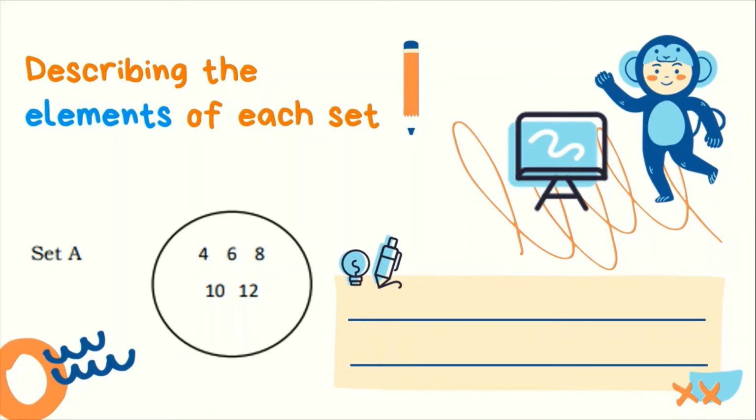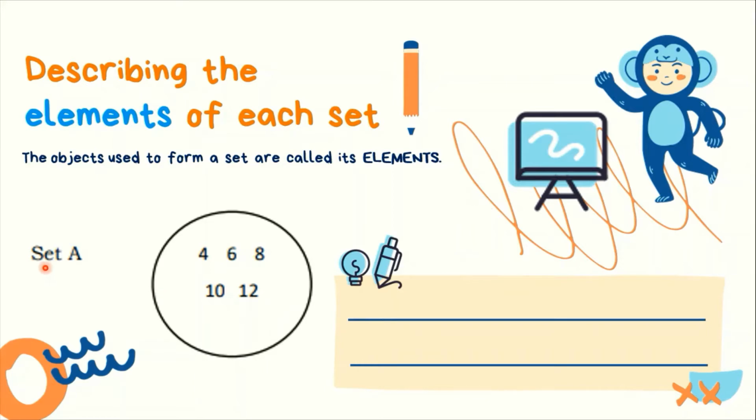Describing the elements of each set. The objects used to form a set are called its elements. Sila yung bumubuo sa set. Sila yung members of the set. So we have here an example of a set, set A. So meron tayong bilog at nasa loob niya ang mga numbers na 4, 6, 8, 10, and 12.